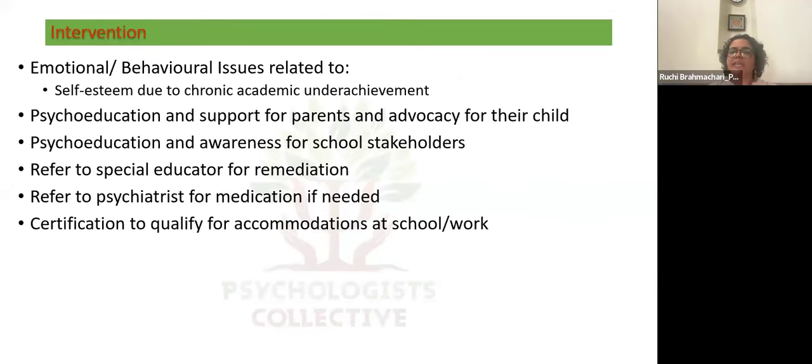Okay. And so really, as a psychologist, identifying the differential diagnosis, establishing cognitive capacity, and addressing any of the emotional or behavioral issues would be my primary role in terms of interventions, and definitely referring to the special educators and psychiatrist colleagues, and collaborating with the school would be my role. Right? Thank you very much.